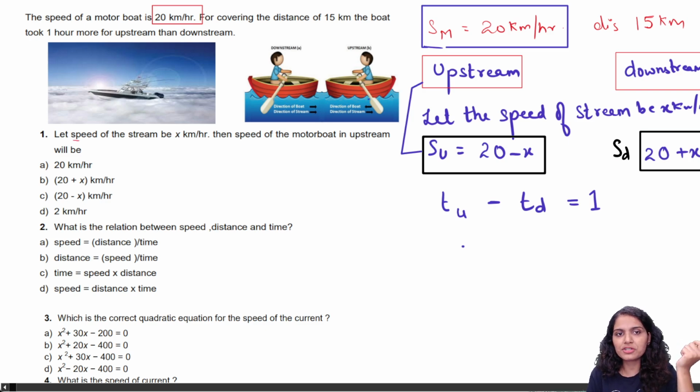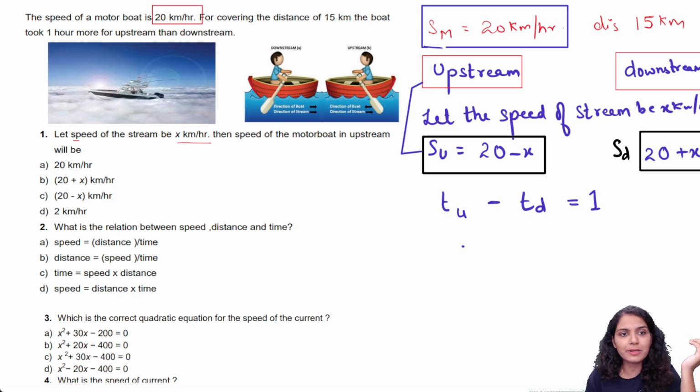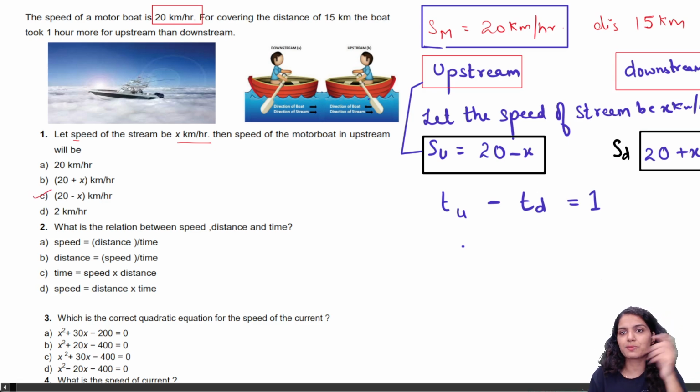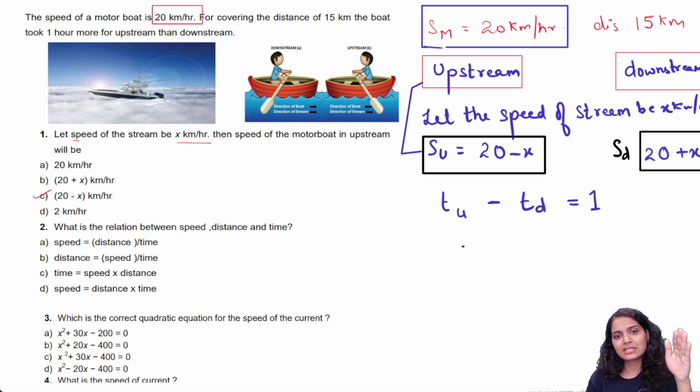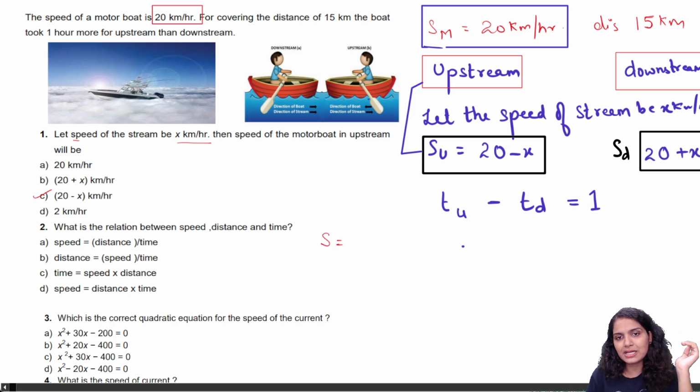Let the speed of the stream be x kilometers per hour. Then the speed of the motor boat upstream will be 20 minus x kilometers per hour, right? And downstream it will be 20 plus x. What is the relation between speed, distance and time? We know that speed is equal to distance upon time.